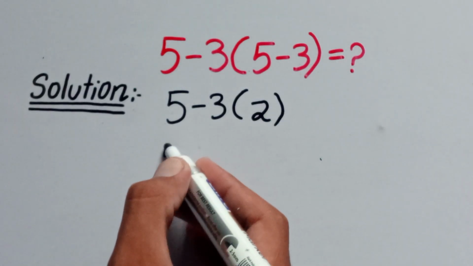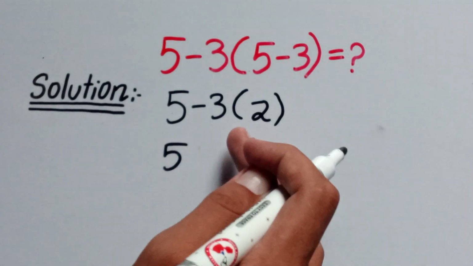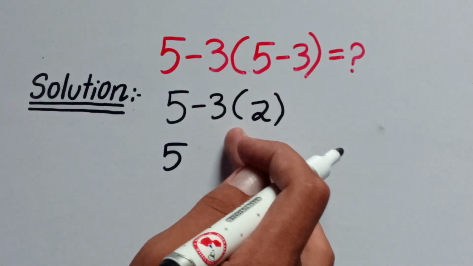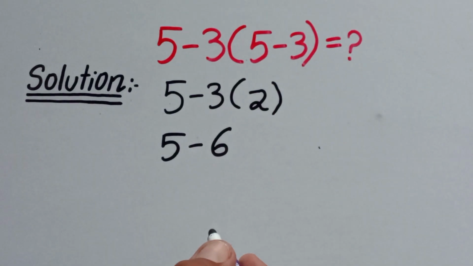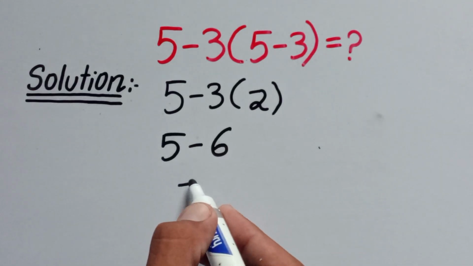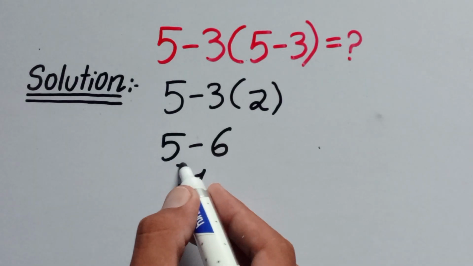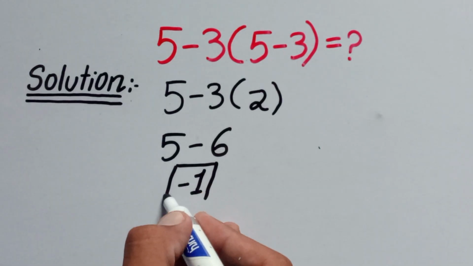Now multiplication has higher priority than other operations, so 2 times 3 is equal to 6. So here 5 minus 6 is equal to minus 1. Guys, this is the final answer of this expression.